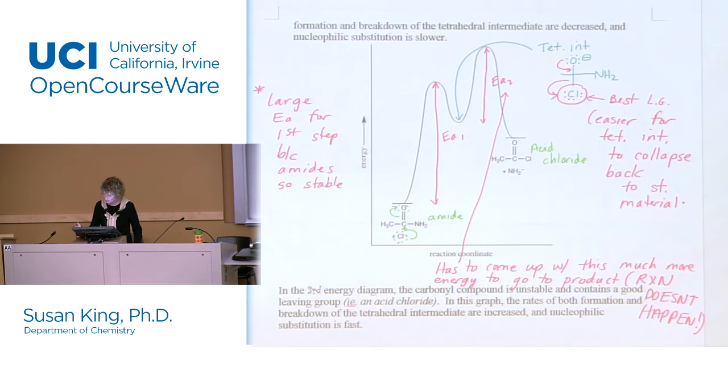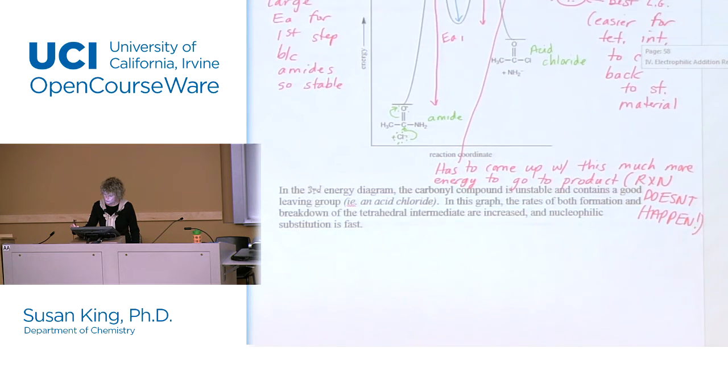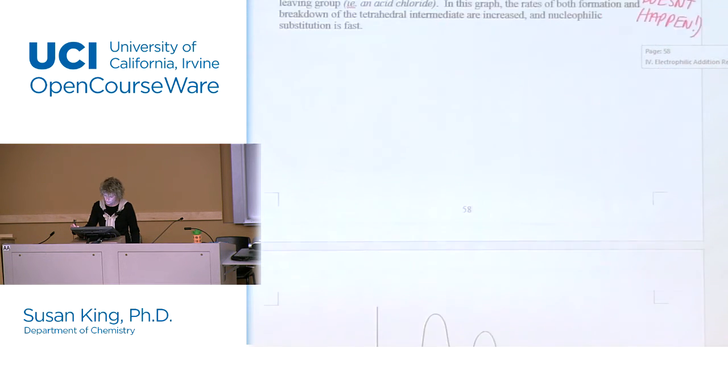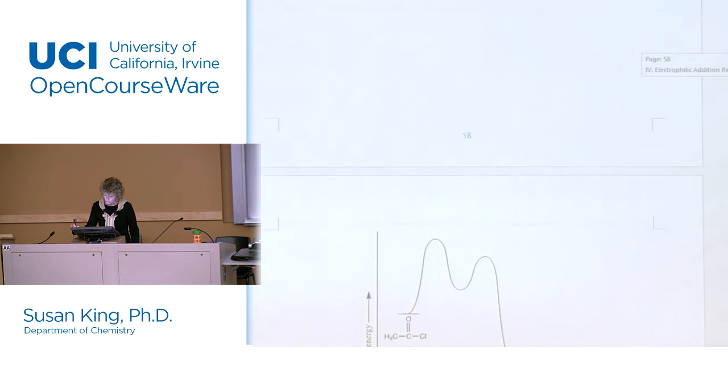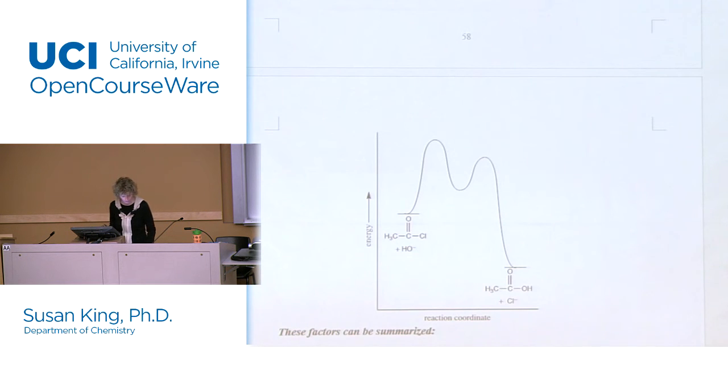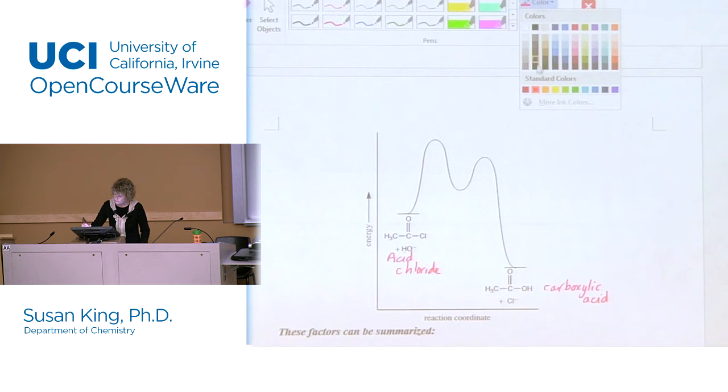Now let's look at the other extreme here, where we have an energy diagram where the carbonyl is very reactive and contains a great leaving group. This is scrolling all weird on me. Sorry about that. So our best example of that is an acid chloride. We're taking acid chloride and converting it into carboxylic acid. All right, so let's see what that looks like.